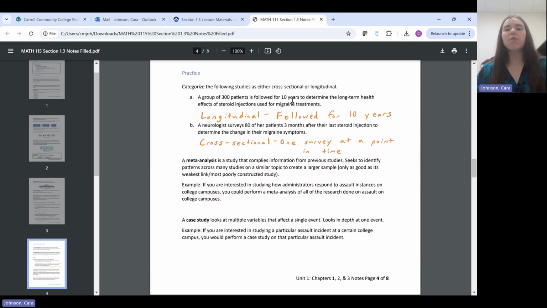And then a cross-sectional study. So this is a survey at a single point in time because they're surveying them 3 months after their last steroid injection. That is a single point in time. That's cross-sectional.